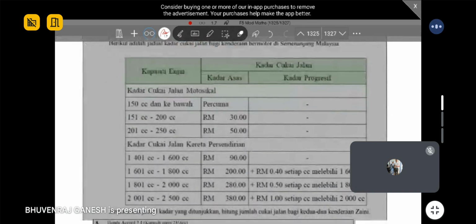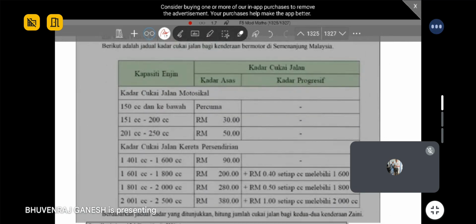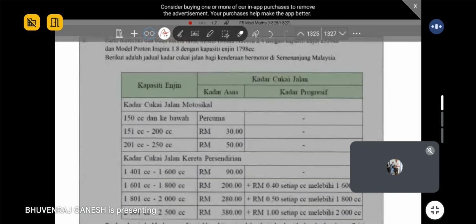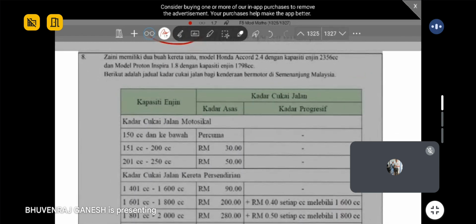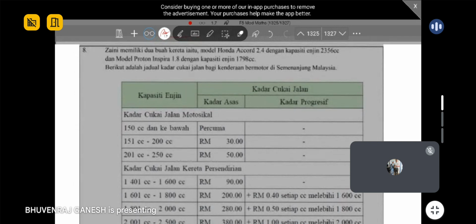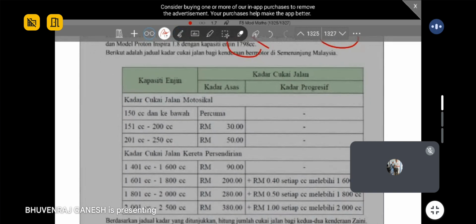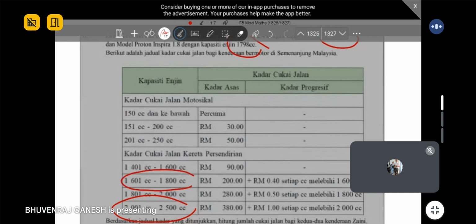Just now you were so active, Hakim. Okay, so number 8. This is not from the textbook, it's a different question. They ask you to count the total tax. This one I help you to solve, since it's the same type. They tell you there are two types of car: 2356 cc and also 1798 cc. So these are your two cars. You must refer to the table. The 2356 will fall under here, and then 1798 will fall under here. So this is your base rate. You need to add both values because they want the total tax.